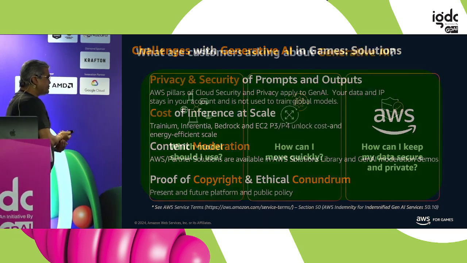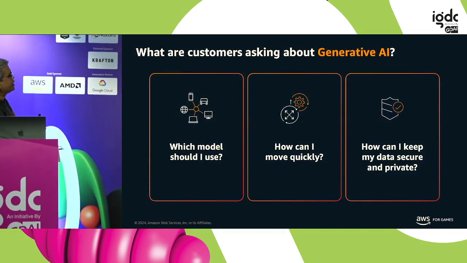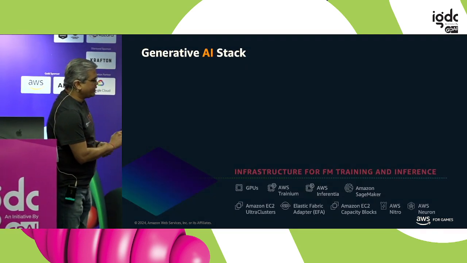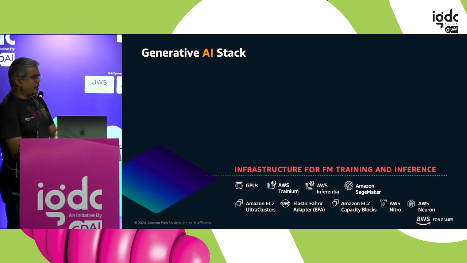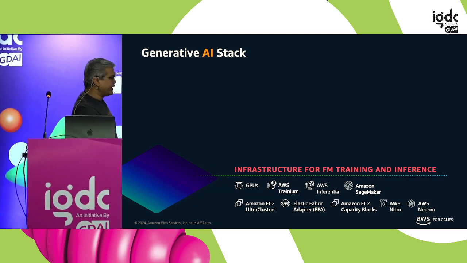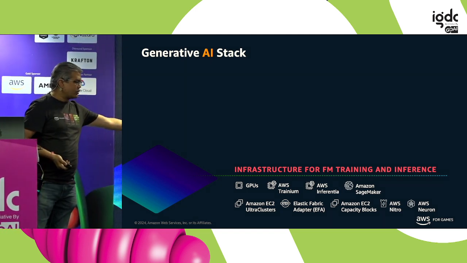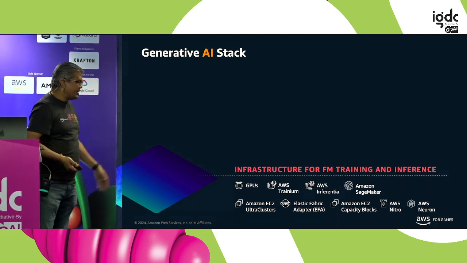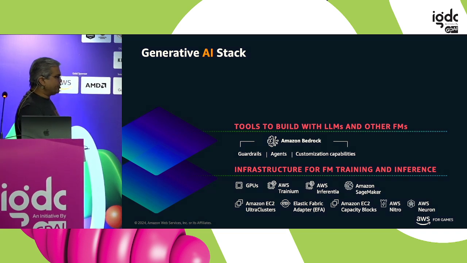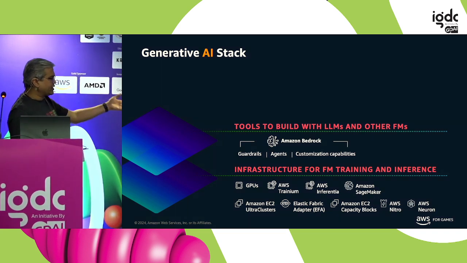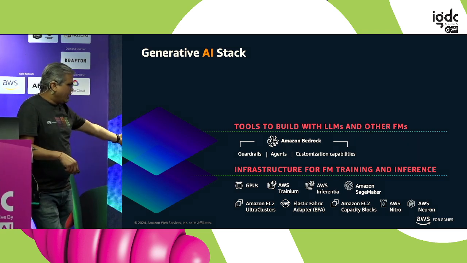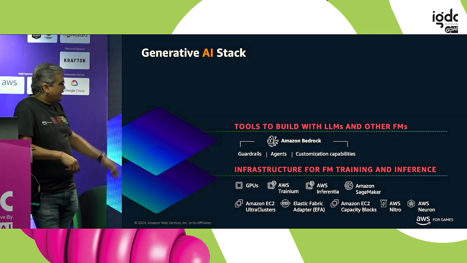Okay, so questions that we get from customers are, which model should I use? How can I move quickly? What can I do with my data? So we start with solutions that are available. You have ready-to-use infrastructure for foundation model training and inferencing. Talked about Inferentia, talked about Trainium, GPU instances. There's SageMaker and a bunch of others that will also help you with this. We have ready-to-use tools like Bedrock, which provides you with guardrails, agents, and customization capabilities to quickly get up and running if you don't want to build your own. So this is ready to use.